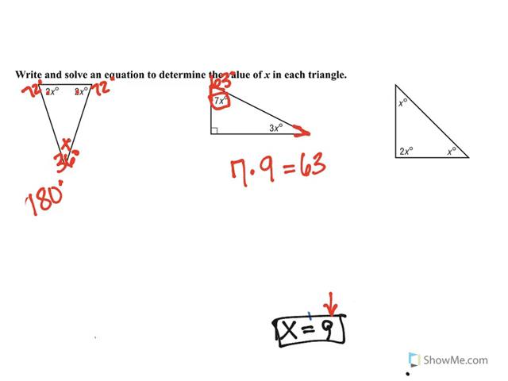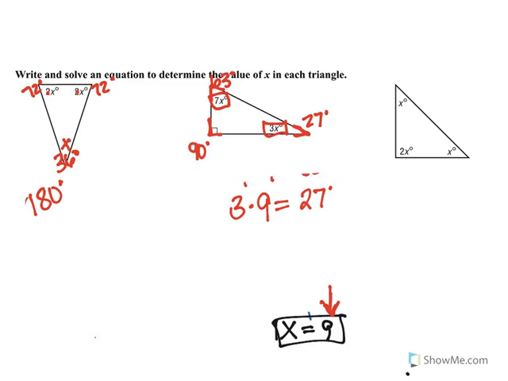This one here doesn't have 1x. It has 3 x's. So I'm going to multiply 3 times the x again, which is 9. And that's going to be 27 degrees. And the last angle here, I don't have to do anything because I already know it's 90 degrees.